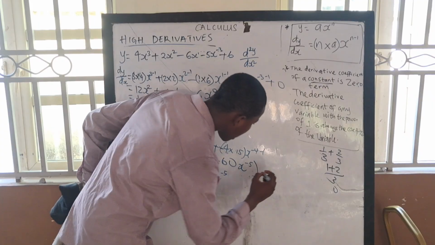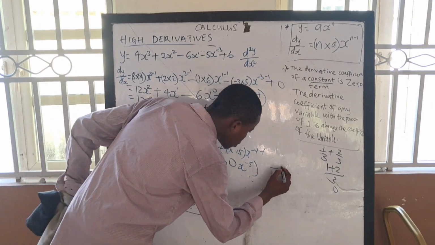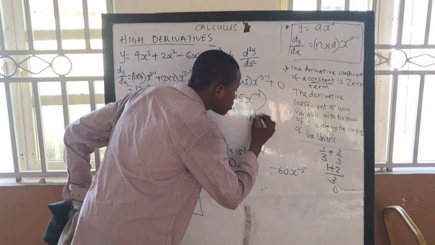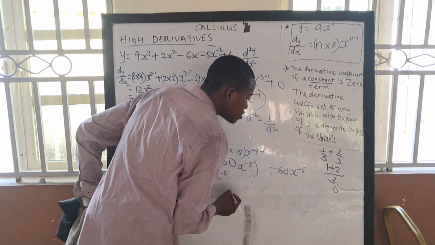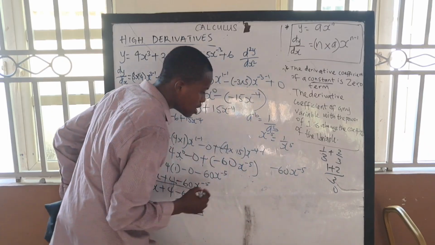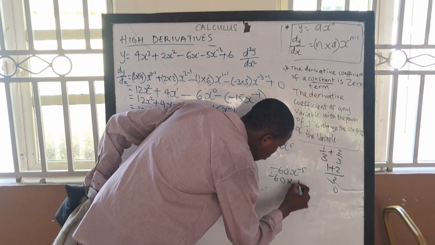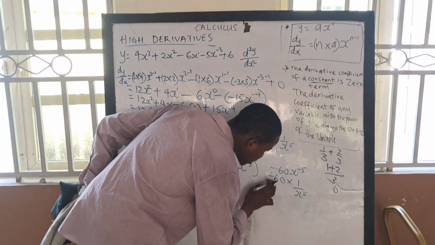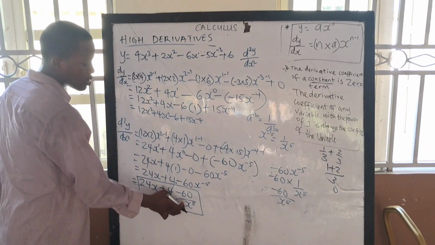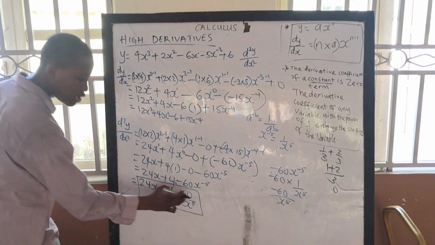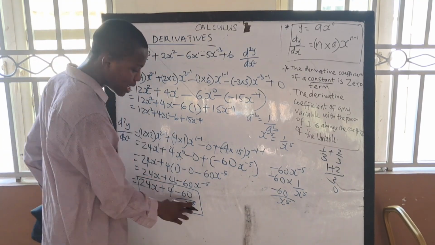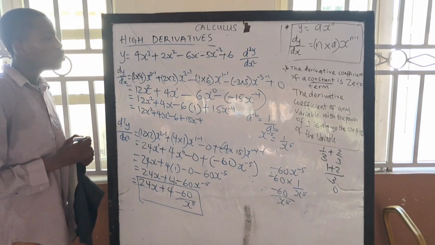So look at how I got this. I'm having minus 60x raised to the power minus 5. And recall, a raised to the power minus b is 1 over a raised to the power b. So x raised to the power minus 5 is 1 over x raised to the power 5. So that's minus 60 times 1 over x raised to power 5, which is minus 60 over x raised to power 5. That's what I have here. So this is the same thing as this. But I just don't want my final answer to have a negative power. That's why I further simplify. I hope this is clear.